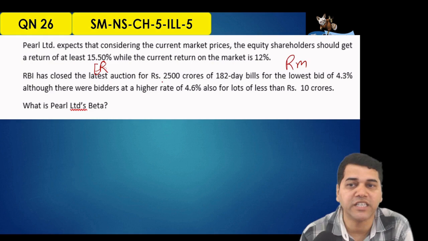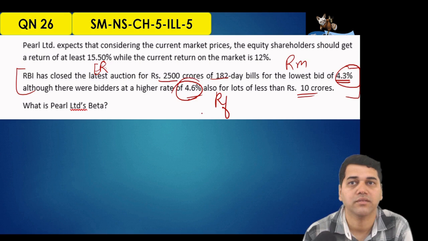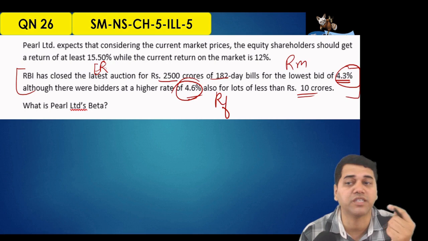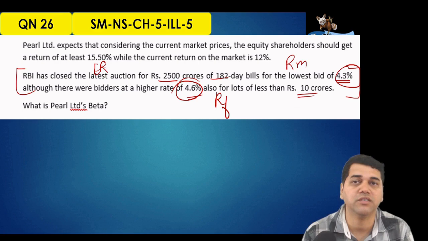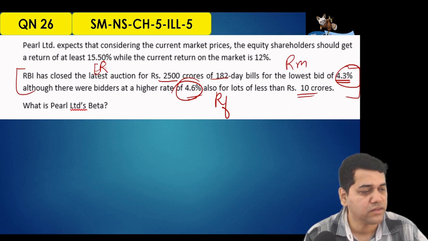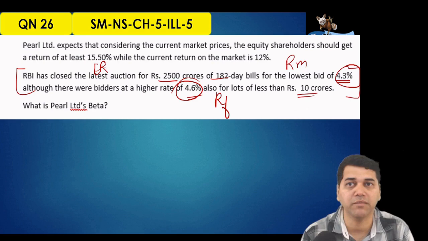RBI has closed the latest auction of 2500 crores, 182-day bill, and the lowest bid is 4.3%. Also, there were bidders at a higher 4.6% for a lot less than 10 crores. Why do they give this information? RF. Now, is RF 4.3 or 4.6? It is your choice. You have to look into the question, what type of investor he is: an aggressive investor, a moderate investor, or a risk-averse investor. So you have to be careful. Is the question telling anything about the investor? No, then it is your choice. You can take 4.3, 4.6, or the average of 4.3 and 4.6, 4.45. But if you get a hint that this investor is aggressive, you have to choose 4.6 because he is expecting more. Okay, right?